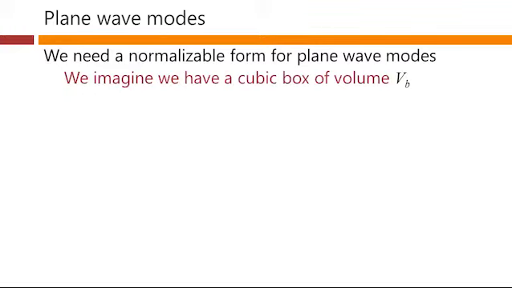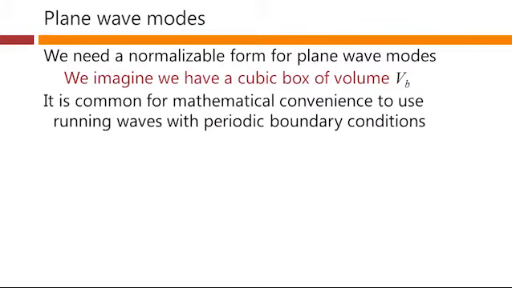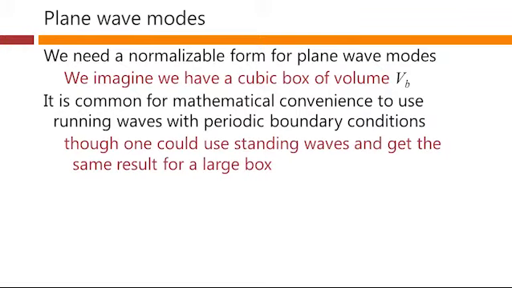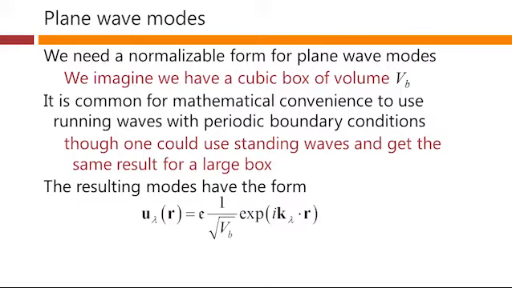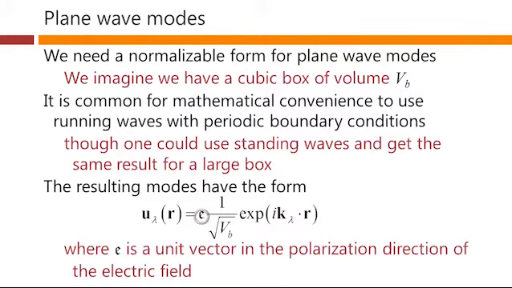We imagine we have a cubic box of volume VB, and it's common for mathematical convenience to use running waves with periodic boundary conditions, though one could use standing waves and get the same result for a large box. The resulting modes have the form like this. Here's our u lambda of r, and we have a unit vector, this Gothic E, which is a unit vector in the polarization direction of the electric field, whatever that is, and we have a propagation vector for the electromagnetic field, k lambda. And of course, for waves in free space, the polarization vector is going to be at right angles to the propagation direction.